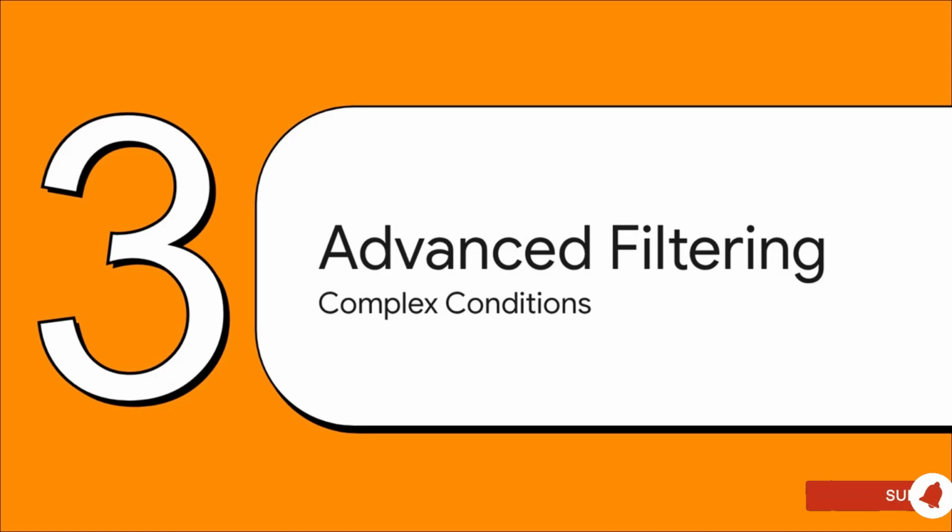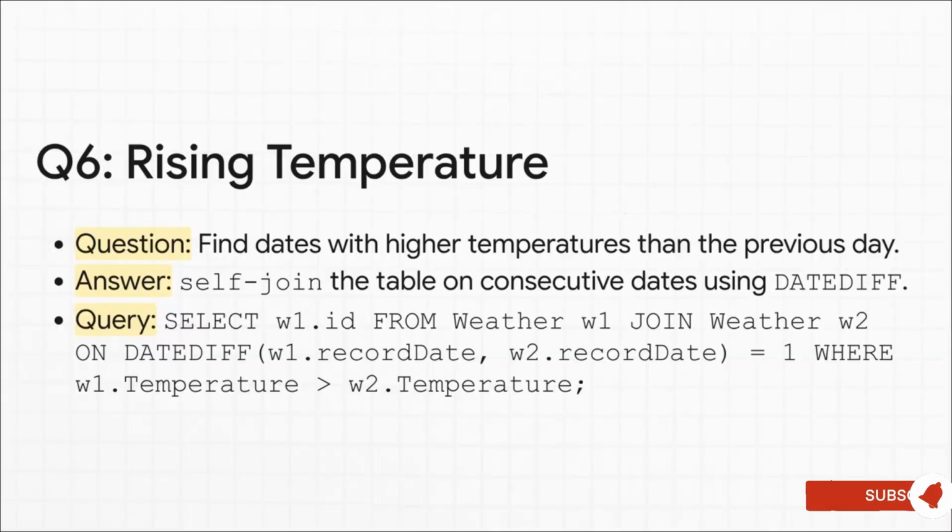So for our next set of questions, we're moving past the basics of joins and grouping and into some more advanced filtering. This is where you have to apply some really specific, sometimes tricky conditions to pull out just the right data. All right, let's talk about time series data. You have a weather table with dates and temperatures.